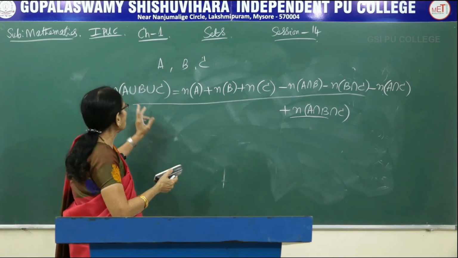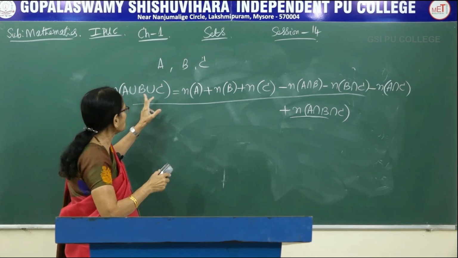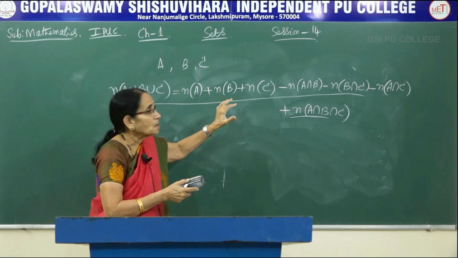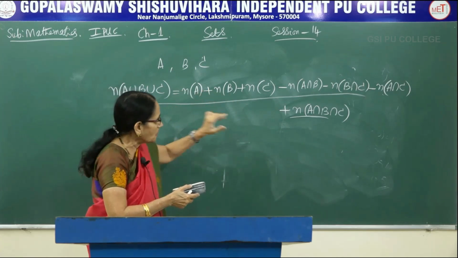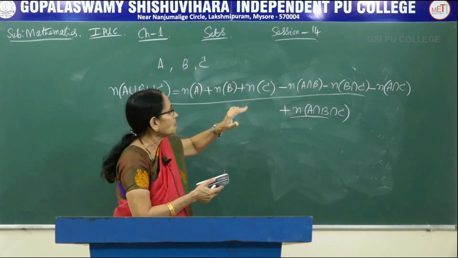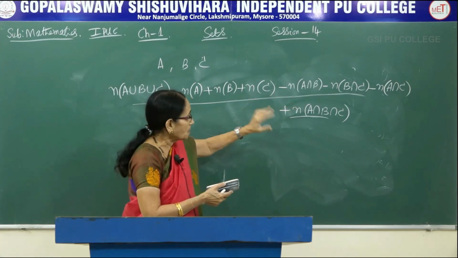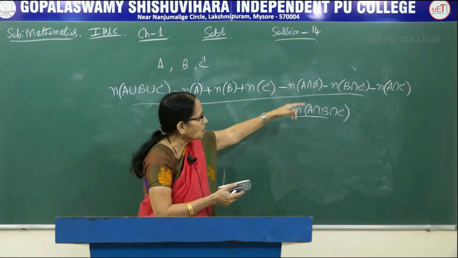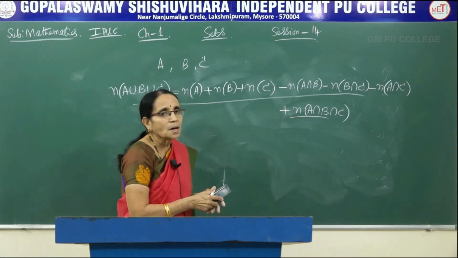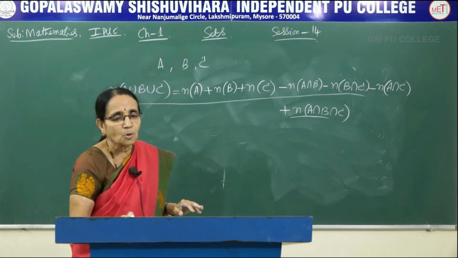But how do you remember it? It is an extension of the 2 sets case, what we learnt in the first part. N of A union B union C equals N of A plus N of B plus N of C. We add the number of elements of the 3 sets. Minus, we take out the common elements, taking 2 at a time. All the 3 we cannot take. So minus N of A intersection B, minus N of B intersection C, minus N of A intersection C. Again, there will be some elements common to all 3 of them. Therefore, we add those common elements, N of A intersection B intersection C. The derivation will not be asked. So this is quite a lengthy formula you have to remember.